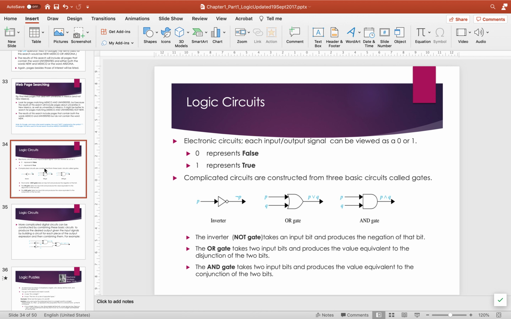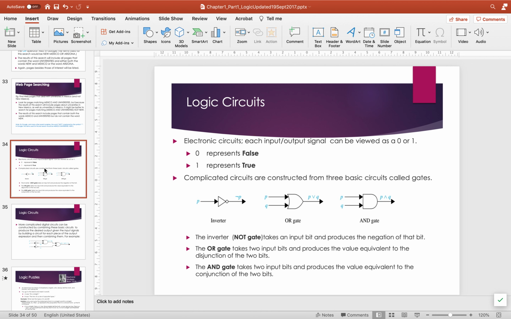Okay, so electronic circuit, each input or output can be viewed as 0 or 1. So 0 false, 1 true. Okay. So now a complicated circuit is constructed from these three basic circuit gates. So for the inverter, okay, we have the P and then we have the negation P.